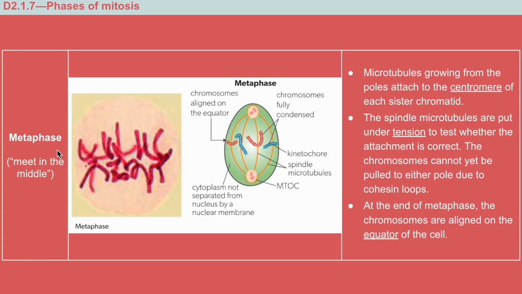Step 2 is metaphase. I like to think of it as meat in the middle, all of those M's. Here we're going to see our pairs of sister chromatids line up along the equator right in the middle of the cell. Okay, microtubules are going to attach to those centromeres. Okay, the spindle microtubules are put under tension to test whether the attachment is correct. Okay, and by the end of metaphase, they're all lined up in the middle.